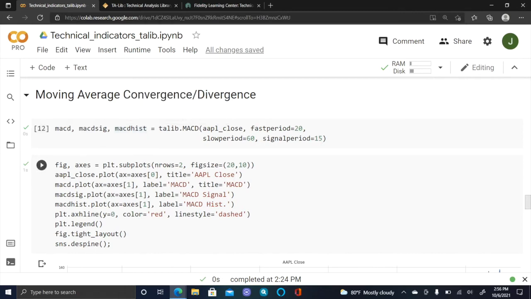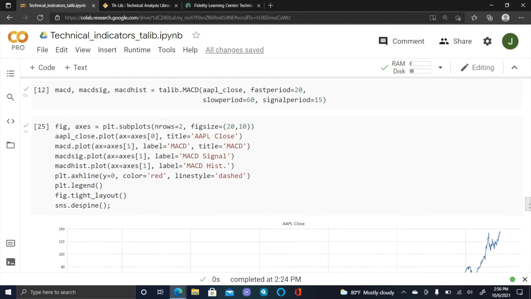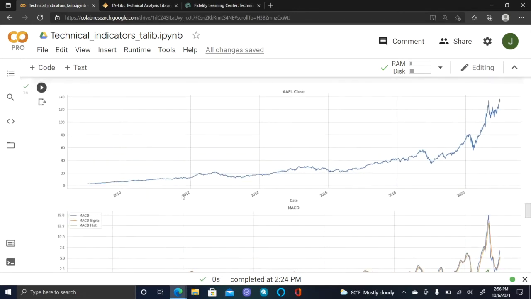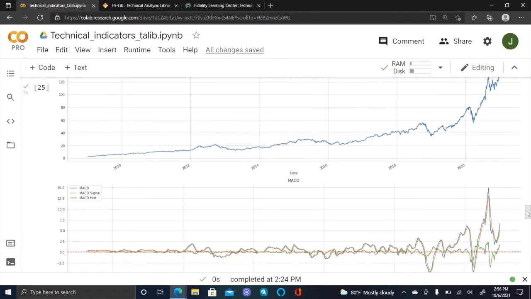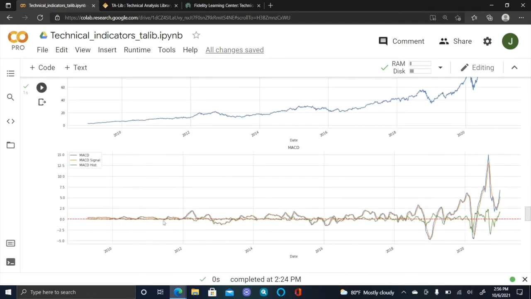So down here, just plotting everything. Here's the Apple close price, and then down here, you can see the MACD. The green line is where the histogram would normally be. So that should normally be in bars. I just wasn't able to get that to happen. Then the blue line is the regular MACD, and the orange line, the MACD signal, is the 15-period exponential moving average of the blue line. So it's just kind of smoothed out a bit.